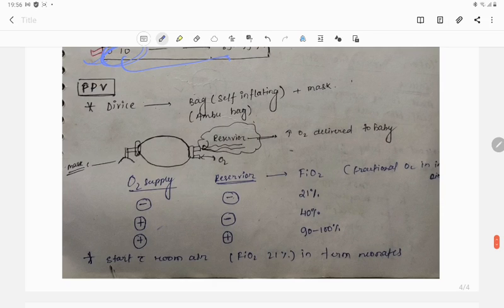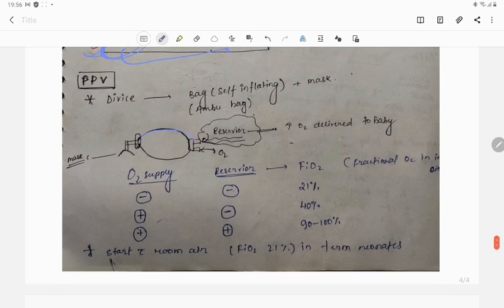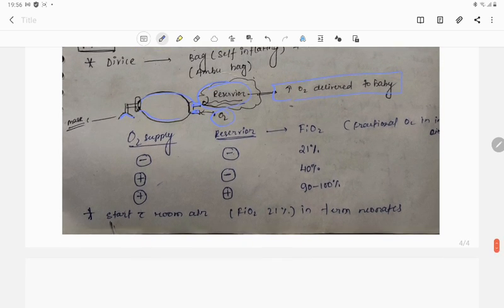So this is the PPV, positive pressure ventilation device, that I was talking about. This is the bag and this is the mask, right? This is the bag and mask. There are two inlets in it, right? One for the oxygen and one for the reservoir where the oxygen is delivered to the baby.